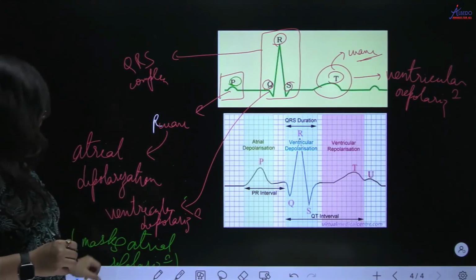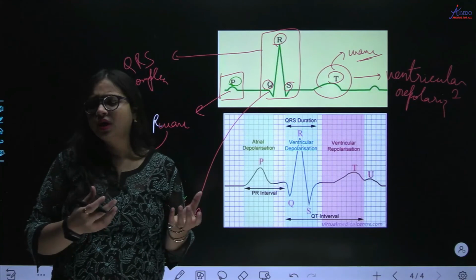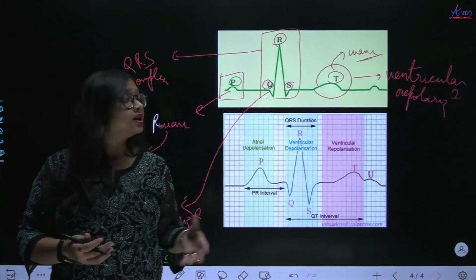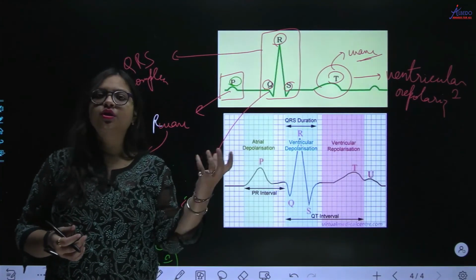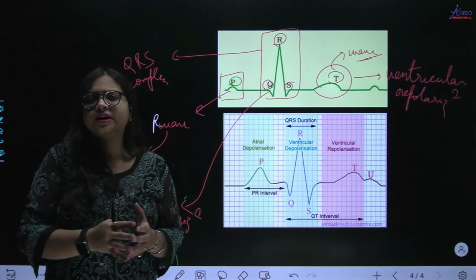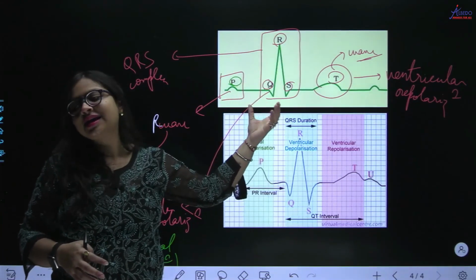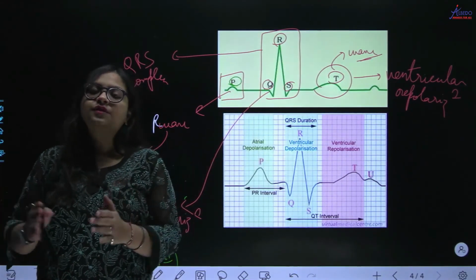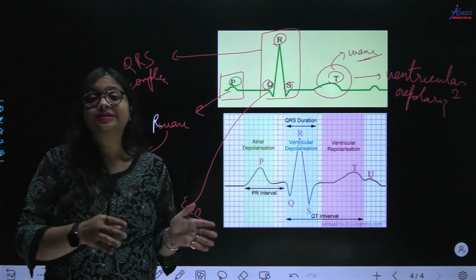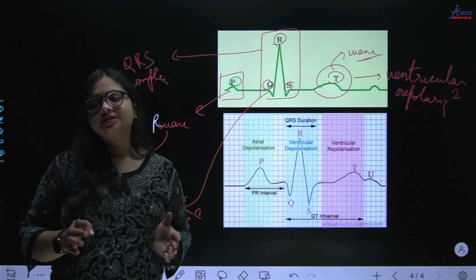Okay, so this was about ECG. So whenever there will be some dysfunction of your heart, the time duration of atrial depolarization, ventricular depolarization, repolarization will change, and it will lead to change in this graph, which will make your physician, your doctor, understand that yes, there is some abnormality going on with your heart. So this ECG is very important.